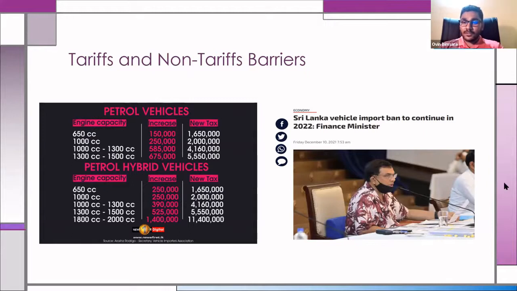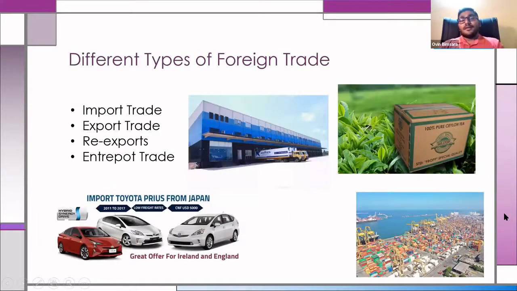And moving on, the different types of foreign trade occurs between countries. The first two are very simple and known by everyone. Import trade and export trade. In terms of import trade, if you are bringing down any product from any other country, you call it an import trade. In terms of Sri Lanka, when we are bringing down motor vehicles from Japan, it is an import trade. The other way around, the mirror view, is the export trade.